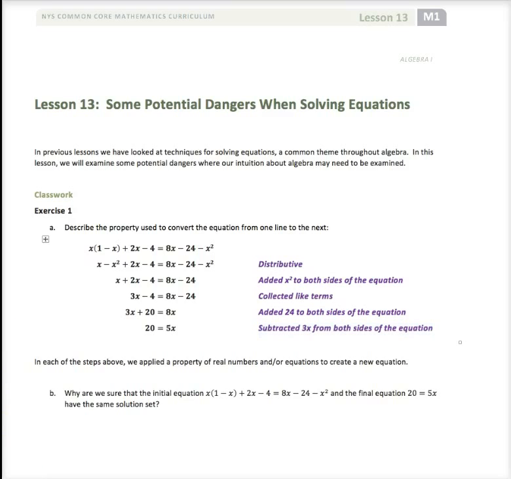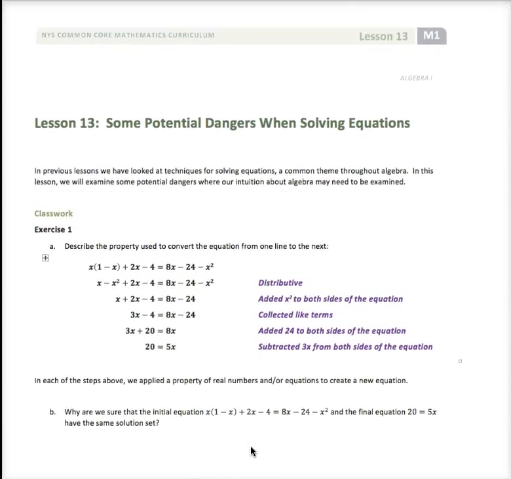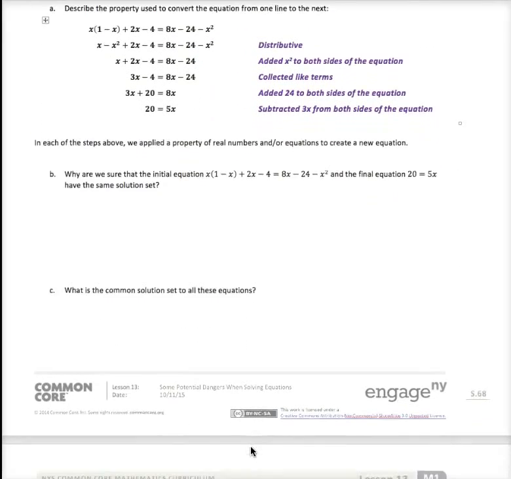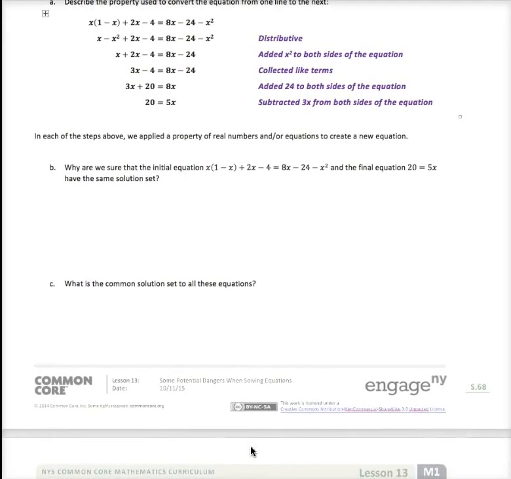Nice work. In the steps above, we applied a property of real numbers and/or equations to create a new equation. Why are we sure that the initial equation, x times the quantity 1 minus x plus 2x minus 4 equals 8x minus 24 minus x squared, and the final equation, 20 equals 5x, have the same solution set? What did we do to figure that out?